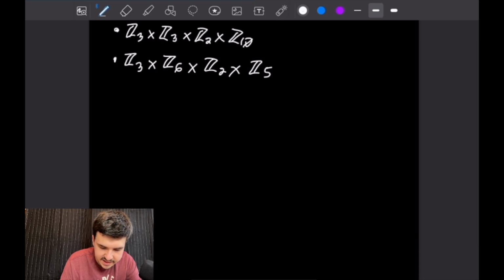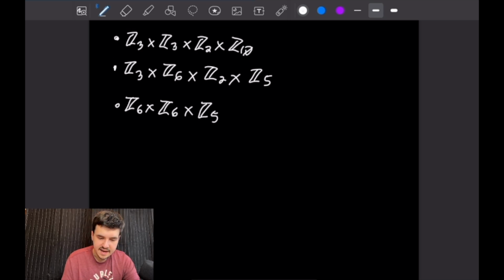So this one we've just written out lends itself well to another one where we can write this as Z6 cross Z6 and that will be cross Z5. And I think you get the idea here. This is the method we would use to generate the rest of them.